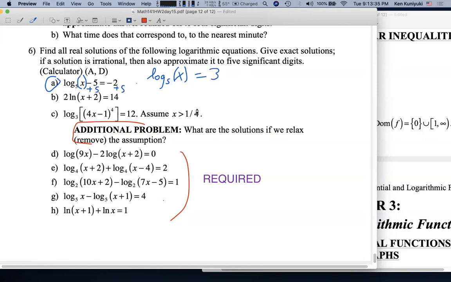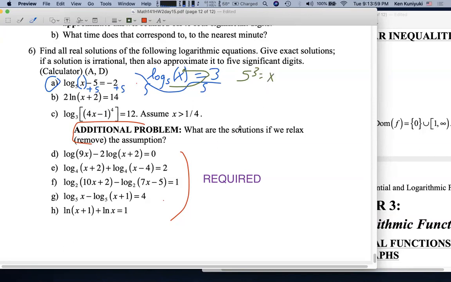Okay, and then let's do the zigzag. Let's put this in exponential form. Now you could do base 5 on both sides, but I don't think that's quite as familiar to students. All right, you could do that. Let's do the zigzag. Zigzag says 5 to the third equals X.